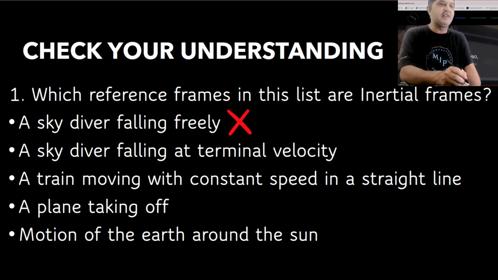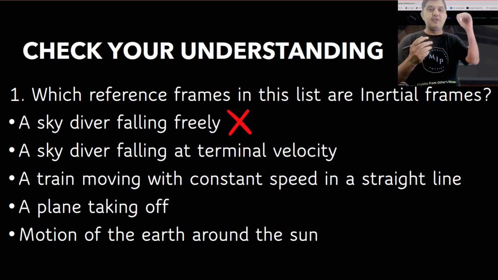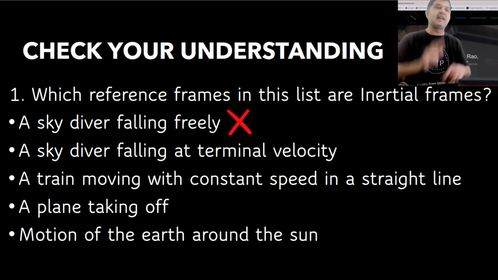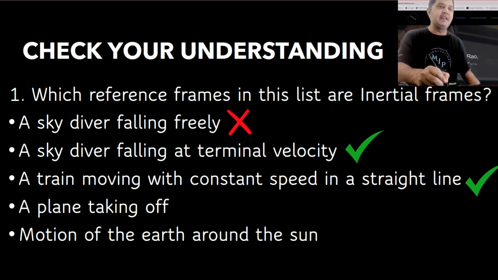Then a skydiver falling at terminal velocity. What is terminal velocity? You already learned it. Terminal velocity is the velocity at which the particle is moving at a uniform speed, right? There is a force acting downwards, and a drag force acting upwards. These two forces cancel each other, and hence the particle moves with zero net force. So definitely this would be an inertial frame.